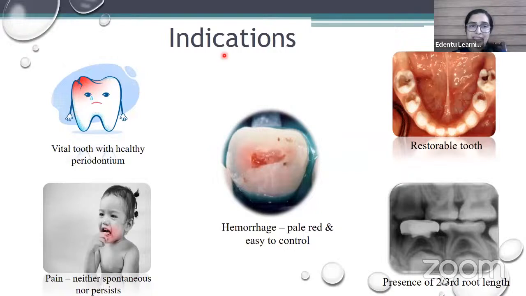So to start with the indications, for your better understanding, I had put up a few interesting pictures as well. The first picture shows a vital tooth with healthy periodontium, and the pain should neither be spontaneous nor persisting, and you should find that the hemorrhage is pale red and the bleeding should be easy to control. And then most importantly, the tooth should be restorable, and the tooth in which we are going to attempt pulpotomy should have a minimum of 2/3 of its root length.